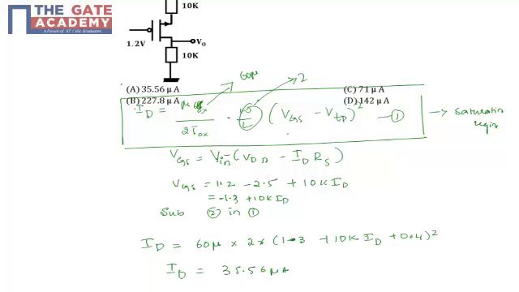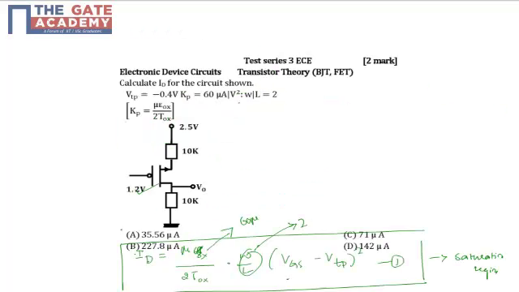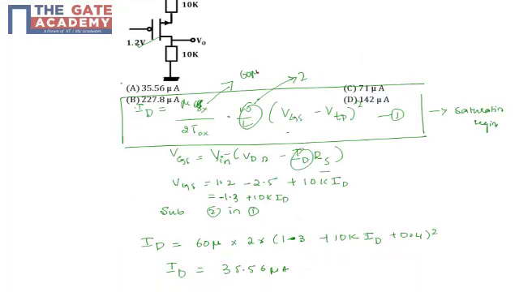We have to find VGS. So the VGS equation we have is VGS is equal to VIN minus (VDD minus ID into RS). The VIN value is 1.2 volts, and VDD is 2.5 volts from the circuit. The ID value we have to find out, and the RS value is 10K. By substituting all this and simplifying, we'll get minus 1.3 plus 10K ID. So we have obtained the VGS value.